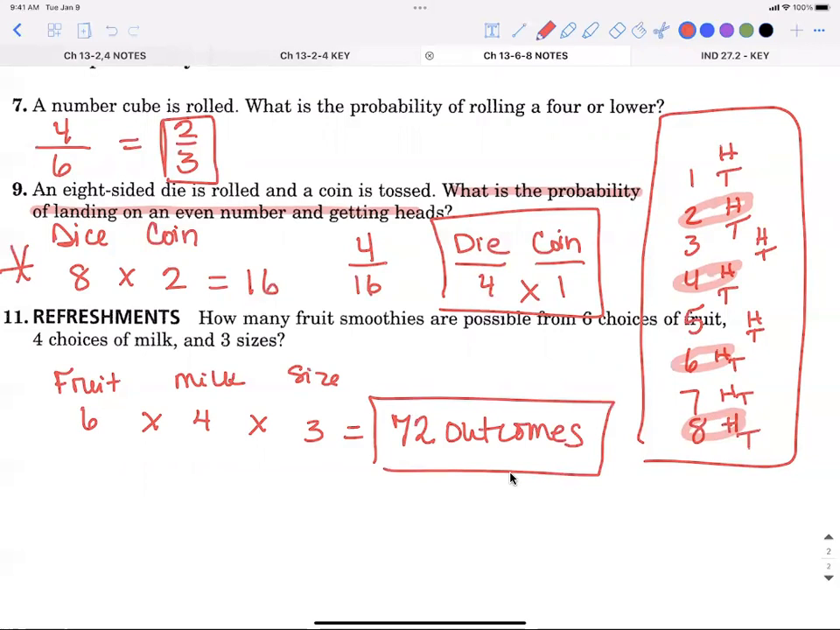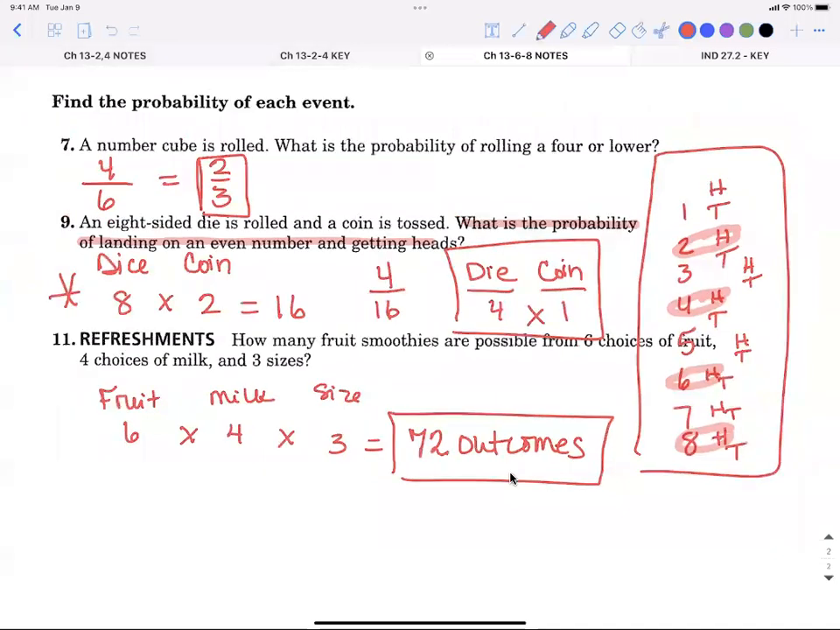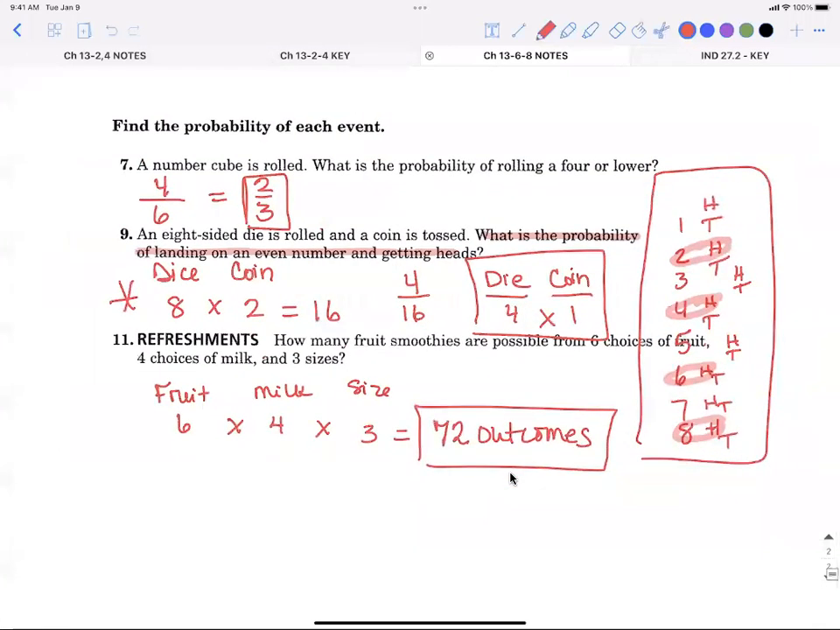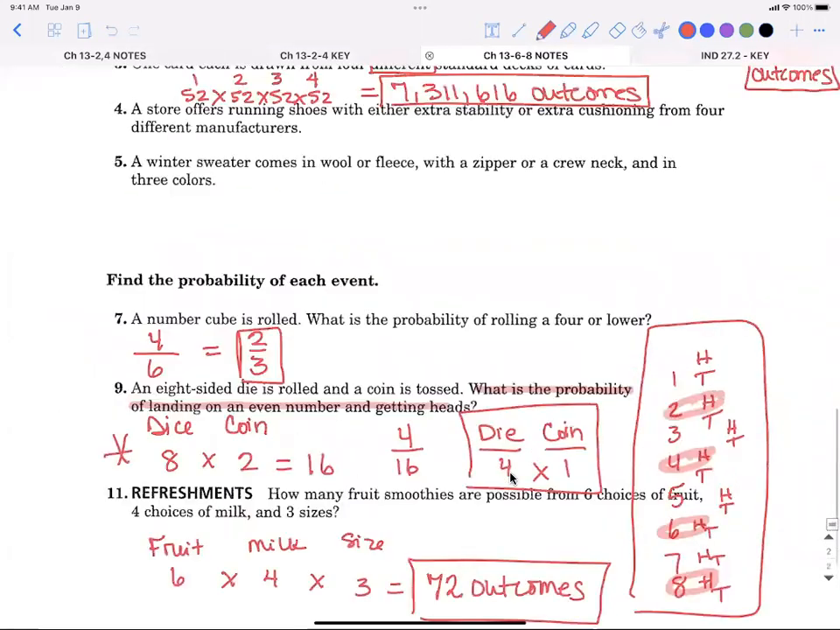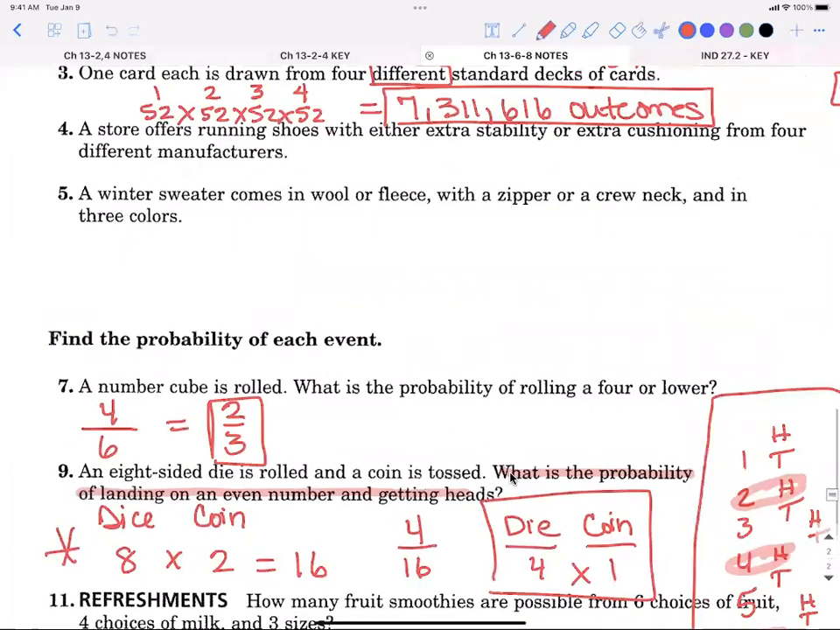Honestly, the difficulty in this section, in this little 6.6 and 13.6 and 13.8, is just figuring out what they're asking. Are they wanting just the total outcome and you don't have a more specific probability? Or are they wanting something specific? Number 9 was something specific, which is why we had to find total outcome first, then narrow it down to a very specific favorable outcome. Number 7 and number 11 were not like that. Number 5 is very much like that as well.